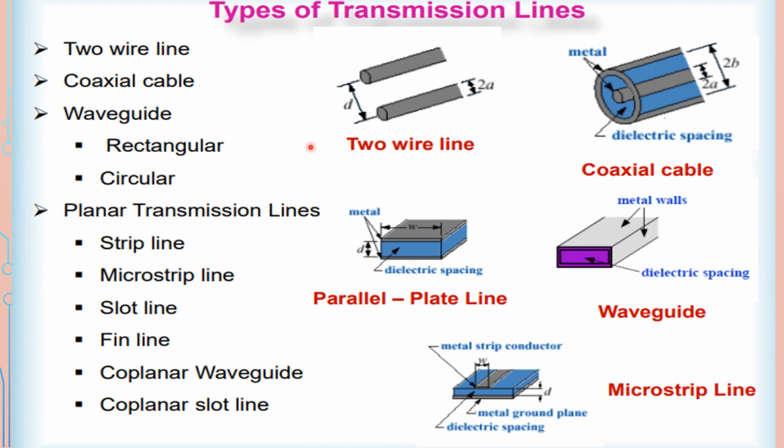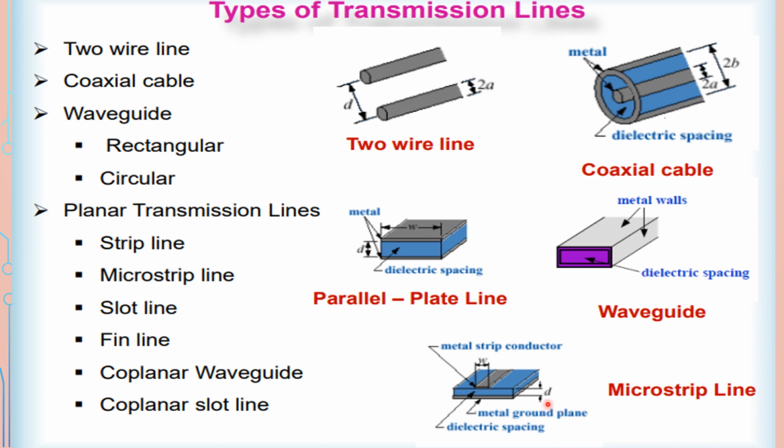These are all the types of transmission lines. This is a two wire line, or you can call it a parallel wire line. This is a coaxial cable. And this is an example of a waveguide. There are two types of waveguides: it may be a circular waveguide or a rectangular waveguide. And these microstrips and parallel plate lines are examples of planar transmission lines. And this is a microstrip line.